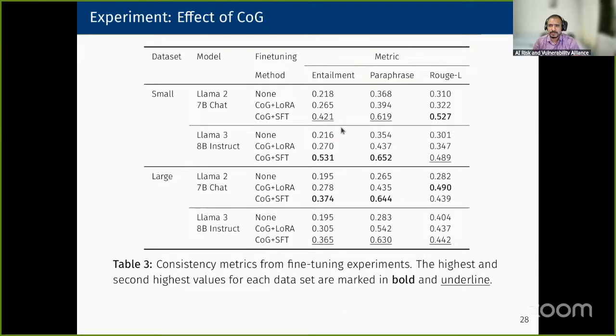Yeah. So what I did was I fine-tuned using two data sets, small and large. We fine-tuned two models. So for each data set, under each metric, the highest consistency value according to a certain metric is bold, and the second highest is underlined. So the basic idea is that if this proposed method COG works, then you'd expect to find bold or underlined values under COG LoRA or COG SFT. So, yeah. Okay.